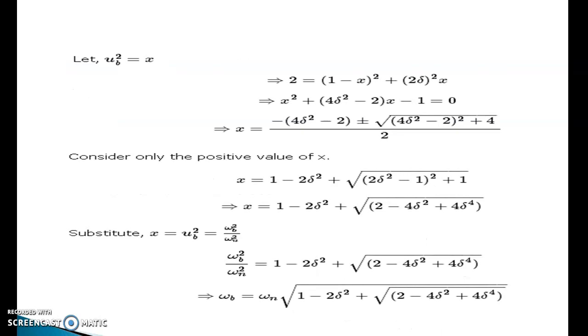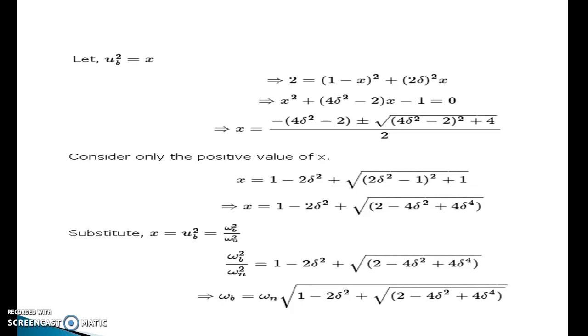Let ub square be equal to x, that implies 2 is equal to (1 minus x) square plus 4 xi square into x. That implies x square plus (4 xi square minus 2) x minus 1 is equal to 0. That implies x is equal to minus (4 delta square minus 2) plus or minus square root of (4 delta square minus 2) square plus 4, by 2.